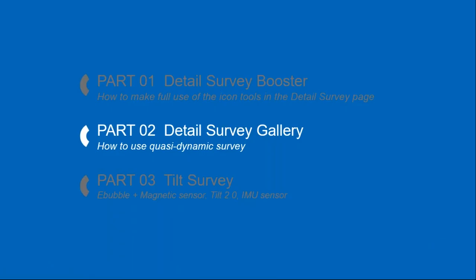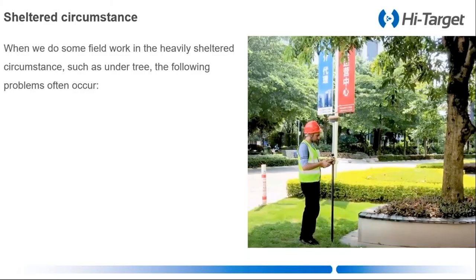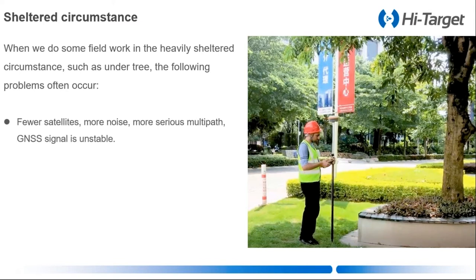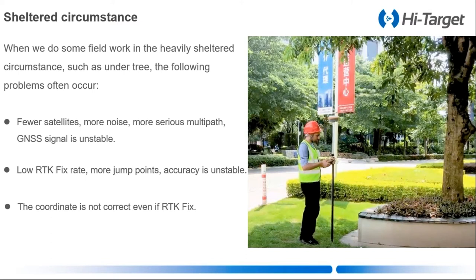Now let's talk about part two, quasi-dynamic survey. Doing field survey in heavily sheltered circumstances is a nightmare for surveyors because there will be so many problems. For example, the receiver will get fewer satellites, more noise, more serious multipath, and the GNSS signal is not stable. Also the receiver will get a low RTK fixed rate and more drift points. Accuracy is not stable. The coordinates are not correct, even if it gets RTK fixed.